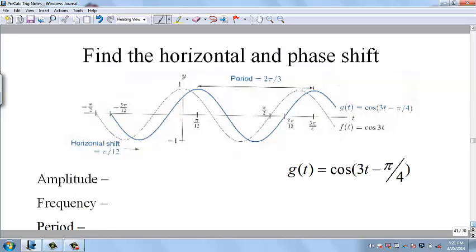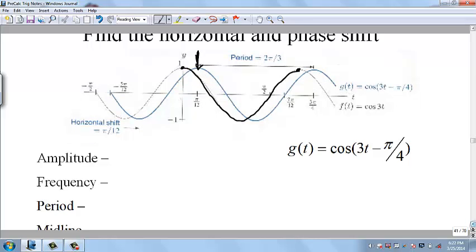Find the horizontal and phase shift of this one. So we have our curve here, and it's the black curve we're looking at. I'm graphing it terribly, but we're looking at this black one here, so let's see if I can follow it pretty decently. That is our original graph, and it's been shifted over, and if you'll see, it's been shifted over in this blue pi over 12. So let me show you how you work this.